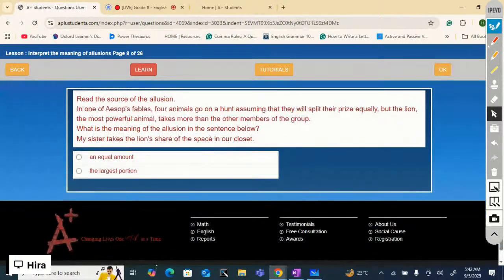In one of Aesop's fables, four animals go on a hunt assuming that they will split their prize equally. But the lion, the most powerful animal, takes more than the other members of the group. What is the meaning of the allusion in the sentence? My sister takes the lion's share of the space in our closet: an equal amount or the largest portion. As it is very well explained in the source of the allusion, the lion's share is the larger portion, not the equal amount.